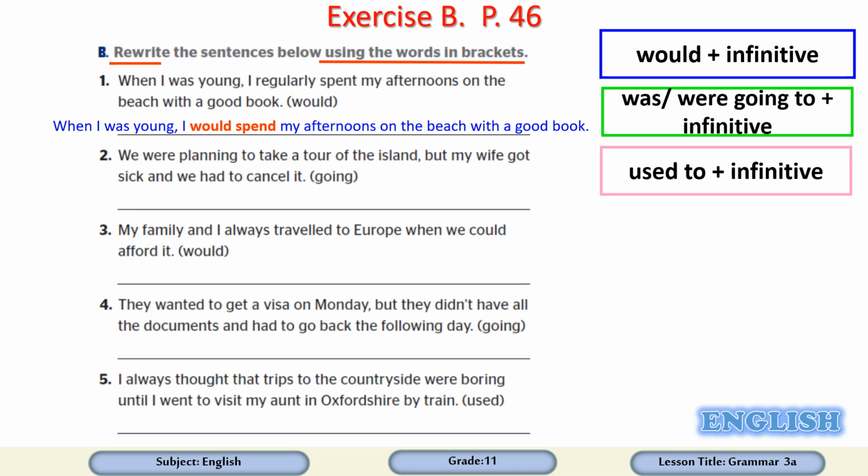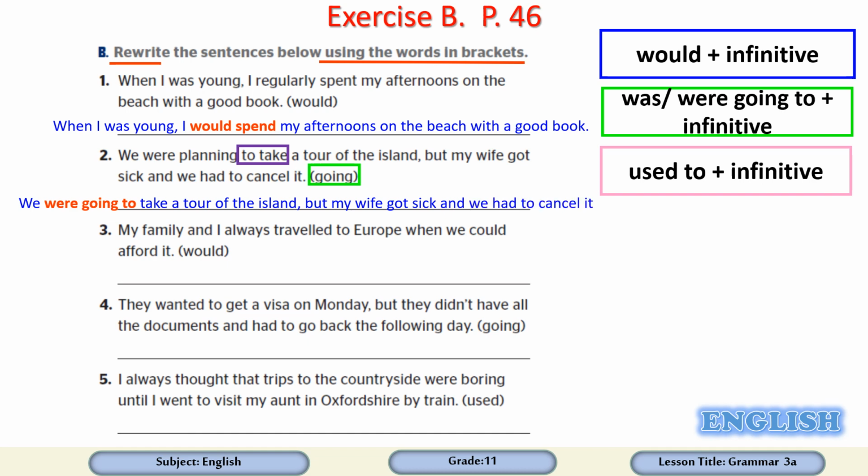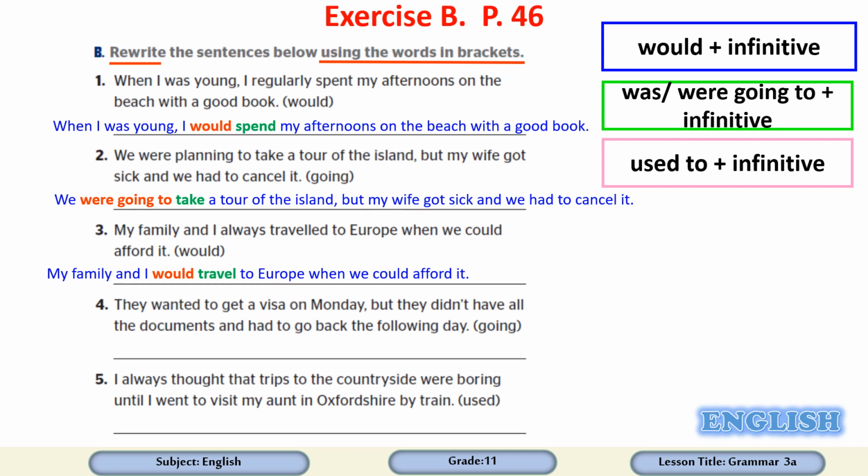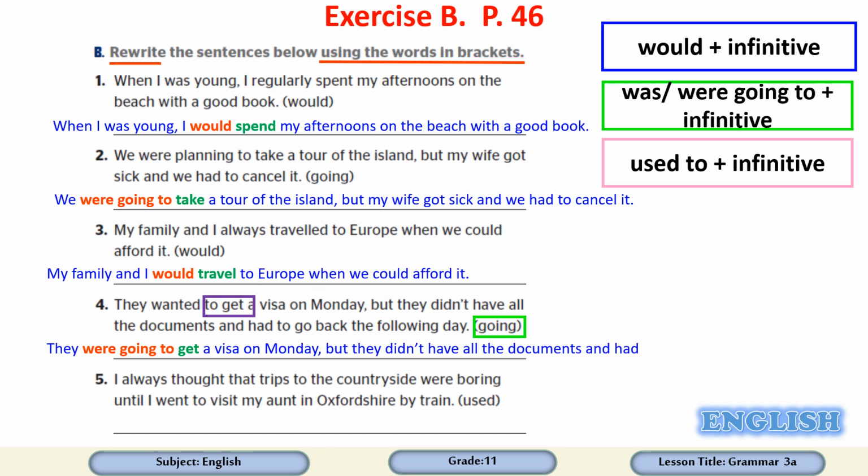Sentence 2 now. Who can try it? Yes, well done. The answer is, we were going to take a tour of the island, but my wife got sick and we had to cancel it. Sentence 3. Yes, well done. My family and I would travel to Europe when we could afford it. Yes, go with sentence 4. Excellent answer. They were going to get a visa on Monday, but they didn't have all the documents and had to go back the following day.